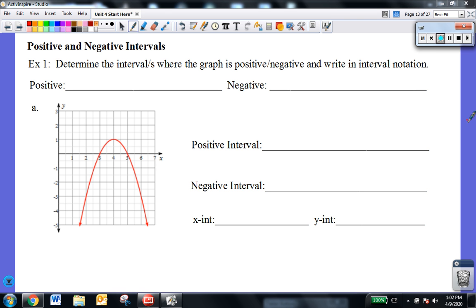We're going to be talking about positive and negative intervals in this small lesson. Positive intervals and negative intervals refer to the y values. So it's going to be the positive and negative intervals where the x values are where y is positive or negative.